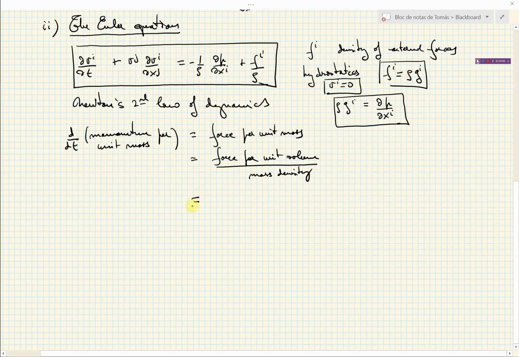And okay, the force per unit volume is minus the gradient of pressure, plus the density of other external forces. Pressure, if you want, is a force which is internal to the fluid. So we just consider the density of external forces here. And everything divided by the mass density.